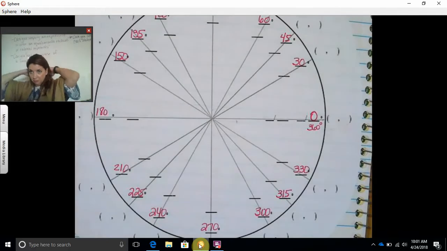Yes, ma'am? Could you write a key in color code? Write a key? What do you mean? Like for the numbers, like so I don't get confused.